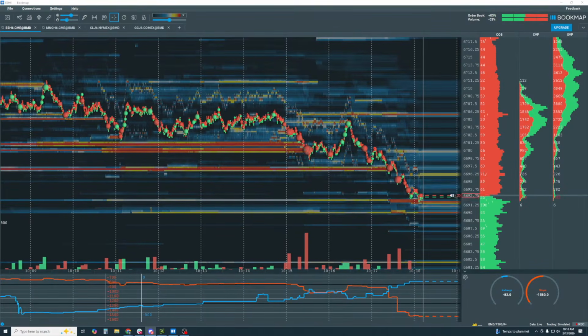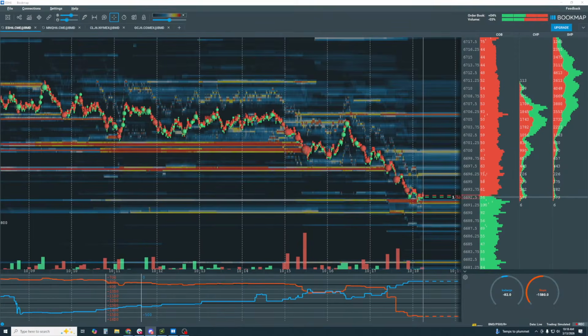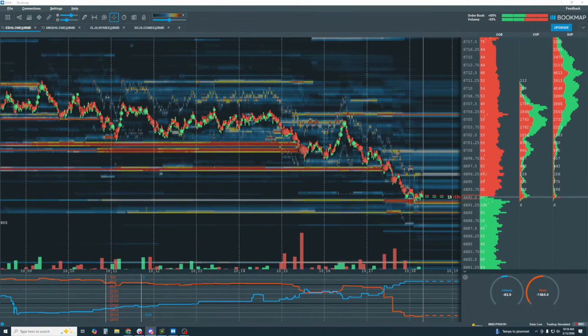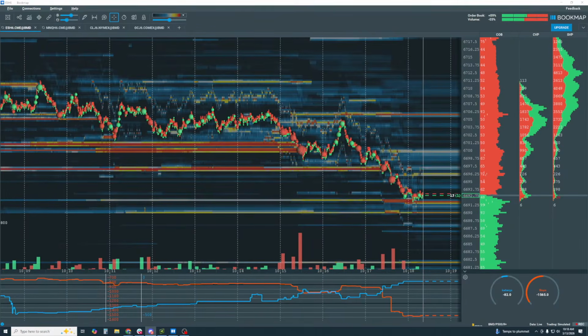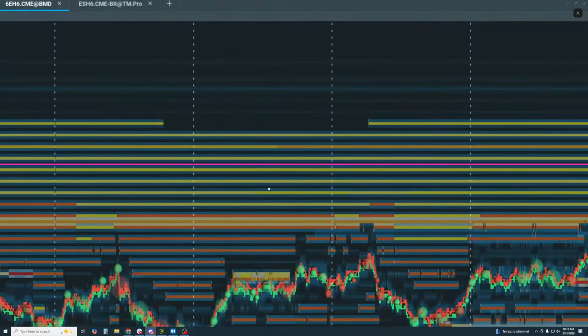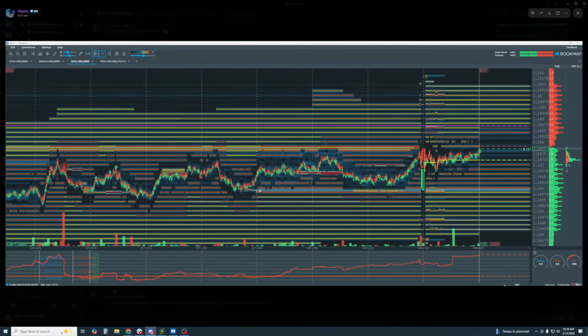The 6E. Stephen, looking at this in here, let me actually bring this over. Stephen is saying lots of algo activity in here in the 6E. Potentially, but I think this rollover period is something to look at. Maybe look at the next contract, Stephen. This is a quarterly contract, so you're going to look at the June contract, the M contract.